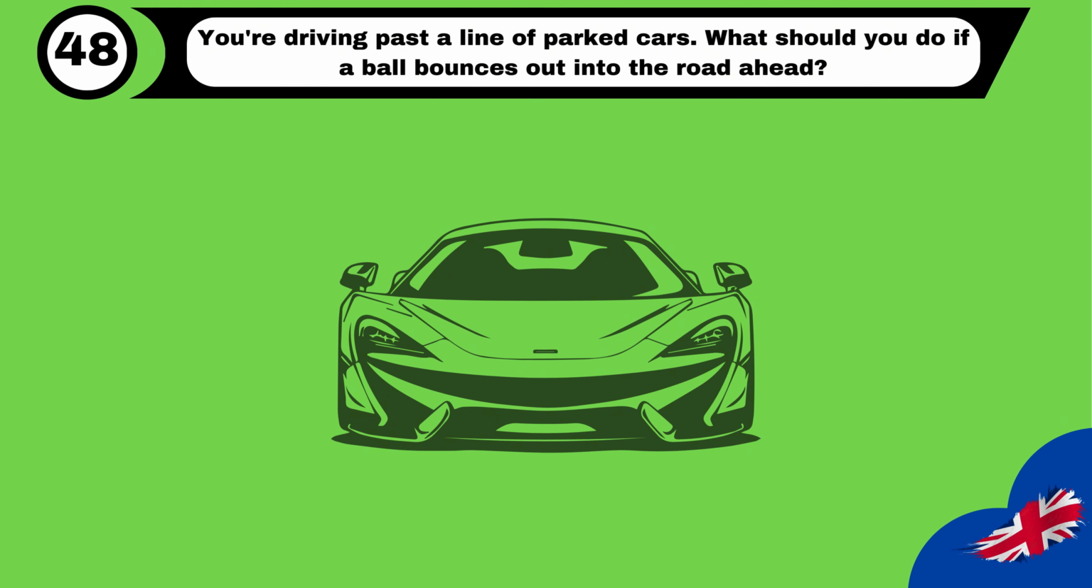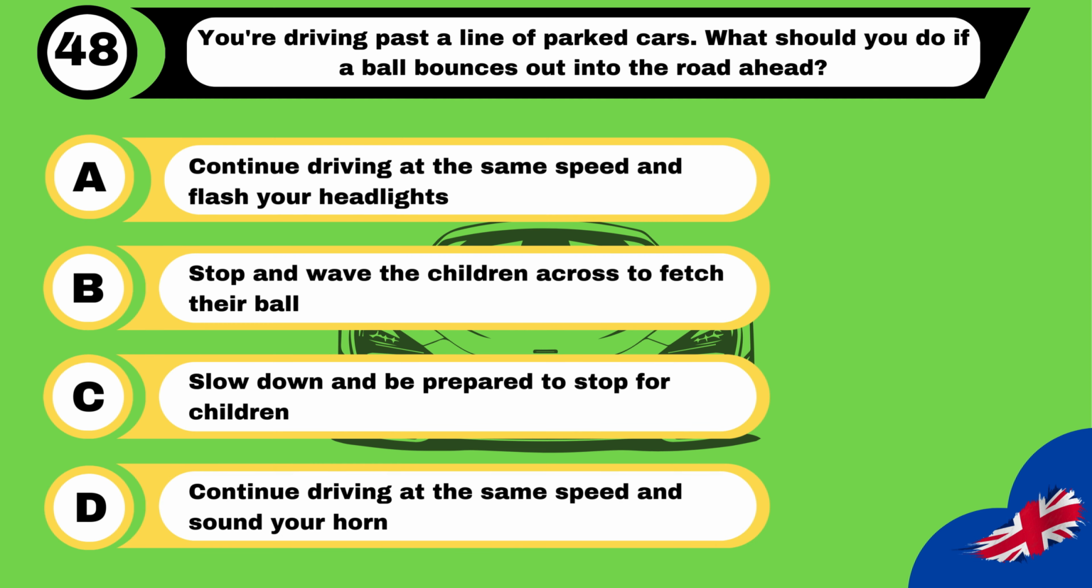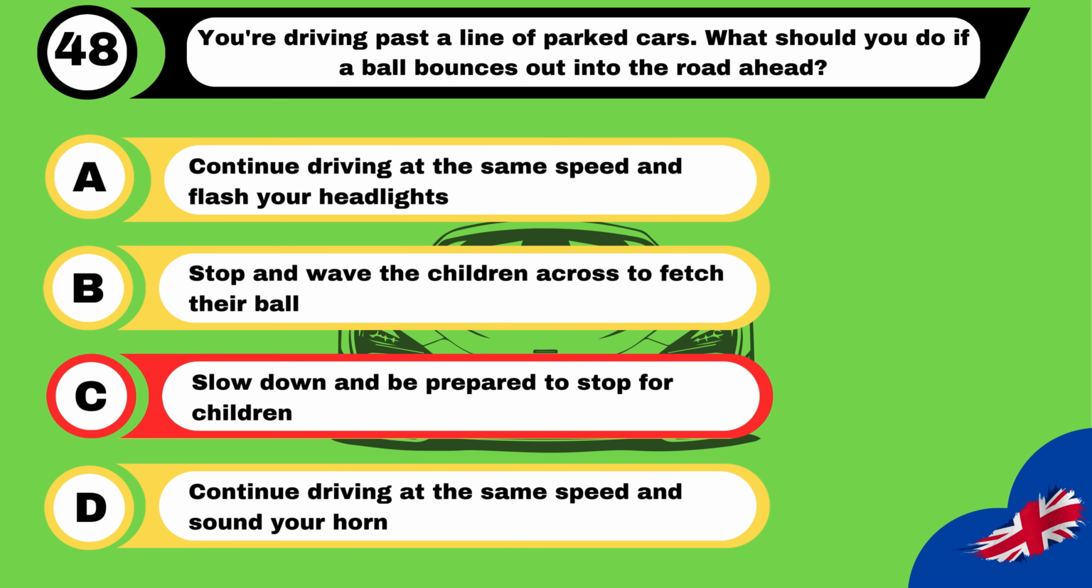Question 48. You're driving past a line of parked cars. What should you do if a ball bounces out into the road ahead? A. Continue driving at the same speed and flash your headlights. B. Stop and wave the children across to fetch their ball. C. Slow down and be prepared to stop for children. D. Continue driving at the same speed and sound your horn. The answer is C. Slow down and be prepared to stop for children.